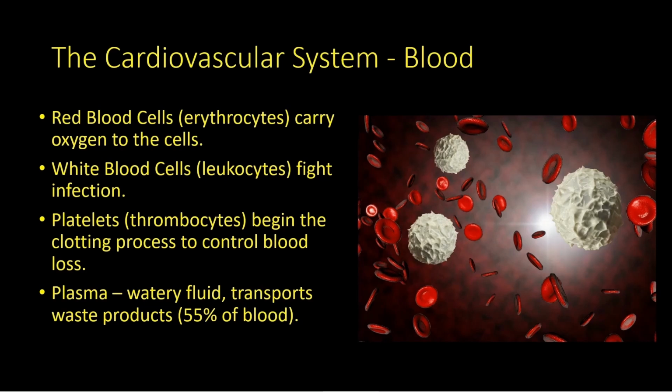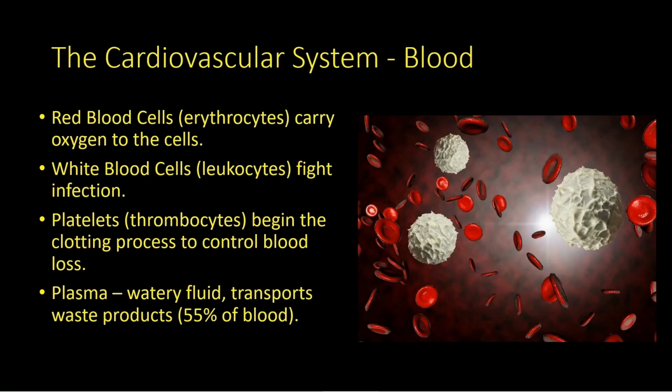The blood is made up of red blood cells, also known as erythrocytes, and these are the big red boxcars, I always describe them as, that carry oxygen and nutrients to the cells. Think of these as what delivers the good stuff into the cells so the cells can keep on functioning.